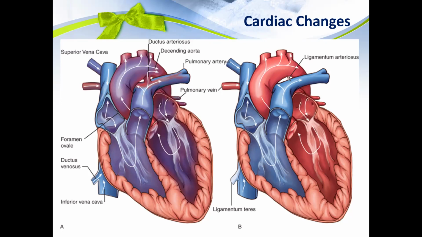Remember, that's what closes that foramen ovale. Oxygen is also a potent constrictor of the ductus arteriosus. So with the baby's first breath, it slowly starts to close, and that stops that blood from shunting from the pulmonary artery into the aorta and puts it into regular systemic flow.